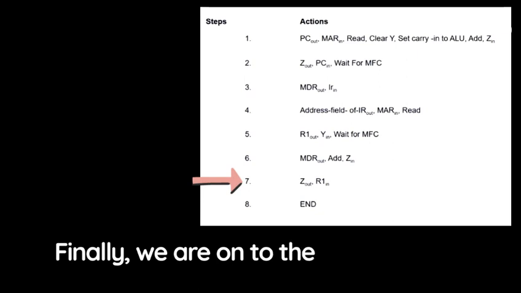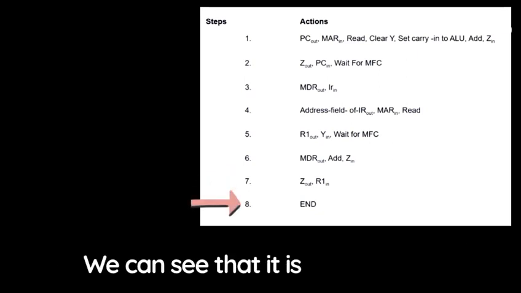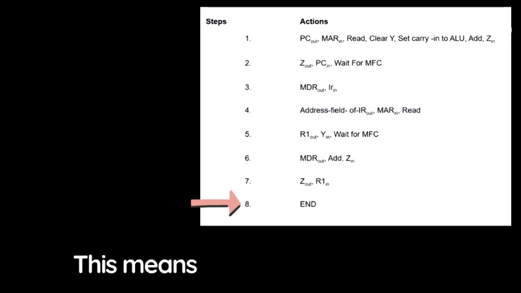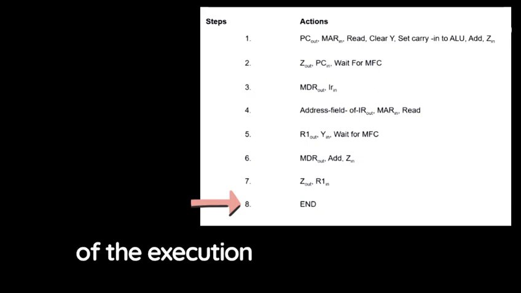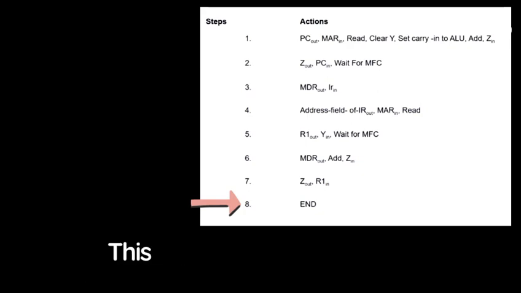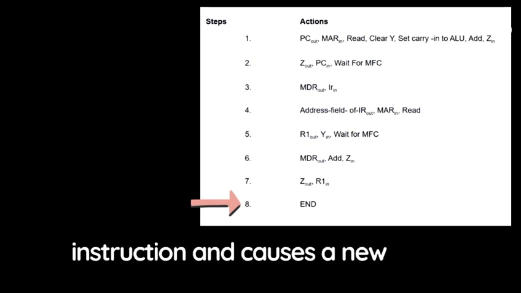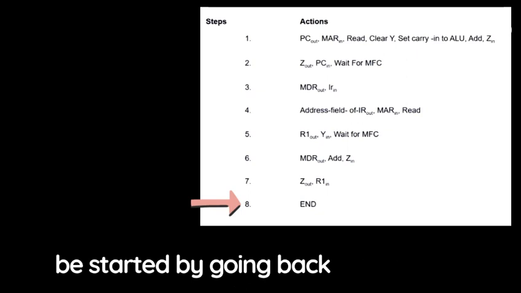Finally, we are on to the last step, that is step 8. We can see that it is written end. This means that we are at the end of the execution of the instruction, and it is done so by generating an end signal. This indicates completion of execution of the current instruction and causes a new fetch cycle to be started by going back to step 1.